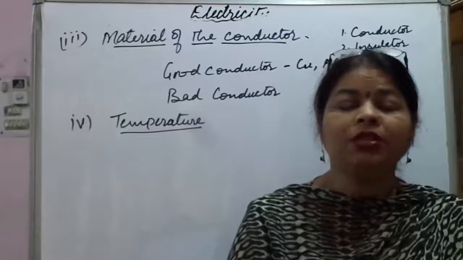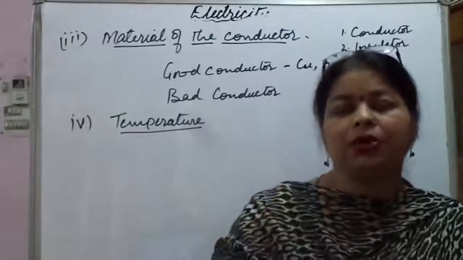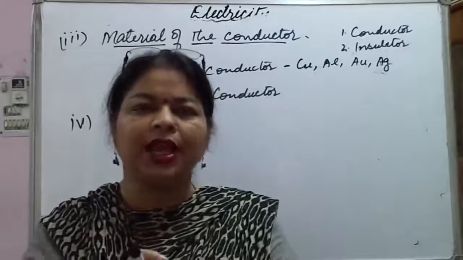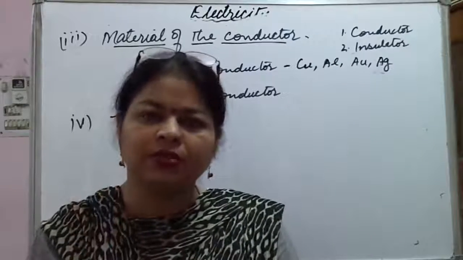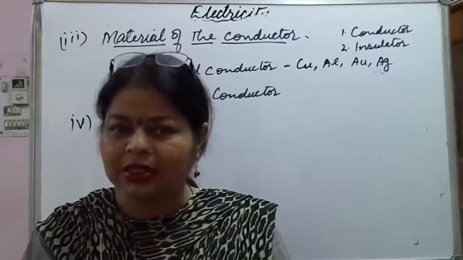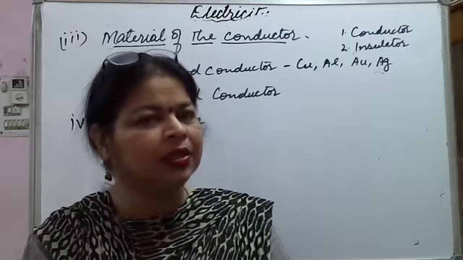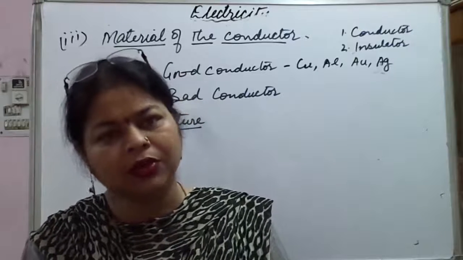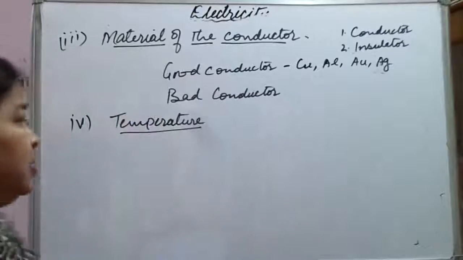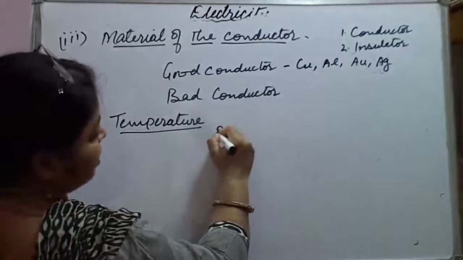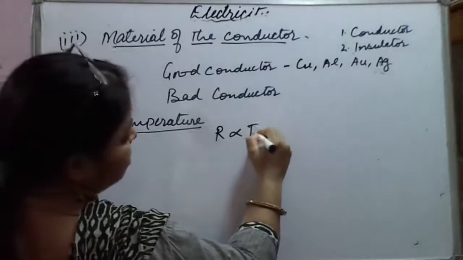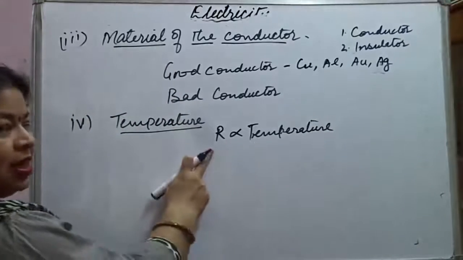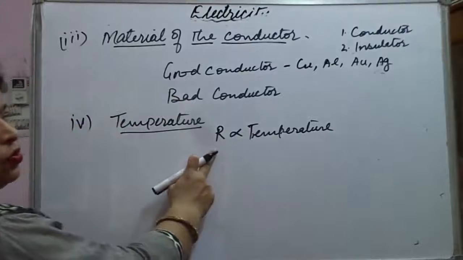Why is it so? Because on increasing the temperature, the kinetic energy of the electrons increases. As a result, more collisions occur, and the resistance increases. But if the temperature is less, then collisions are fewer. As a result, the current flow will be more and less resistance is offered. So I will write here: resistance is directly proportional to temperature. More temperature, more resistance; less temperature, less resistance.